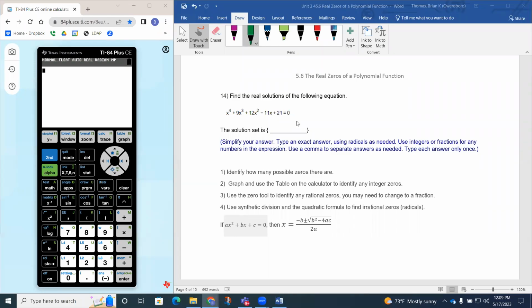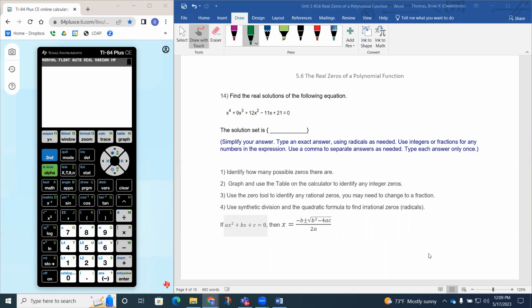So question 14 again says find the real zeros of the following equations. So again, real zeros mean we're looking for integers or fractions and decimals, which all fall under the category of rational solutions. And then irrationals are the ones that involve radicals. So those are all possible scenarios.